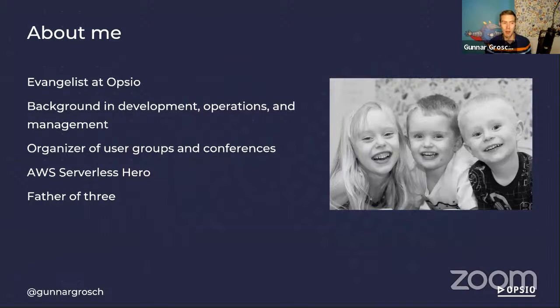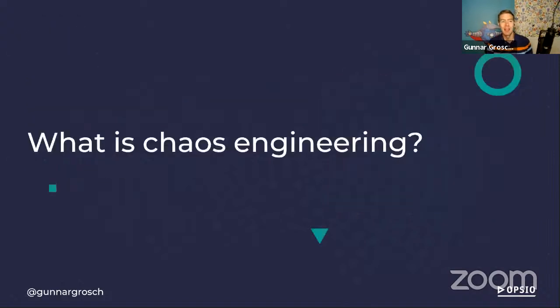So just a short bit about me. I am an evangelist in Sweden, working at a company called Opsio. I have about 20 years of experience in the IT industry now. Started off with development. I am involved in both the AWS and the serverless community in the Nordics by organizing user groups, conferences, and so on. Yeah, I've been named an AWS Serverless Hero. Very proud of that. And I have 3 kids, which is more or less what got me into chaos engineering, I guess. So let's jump into it.